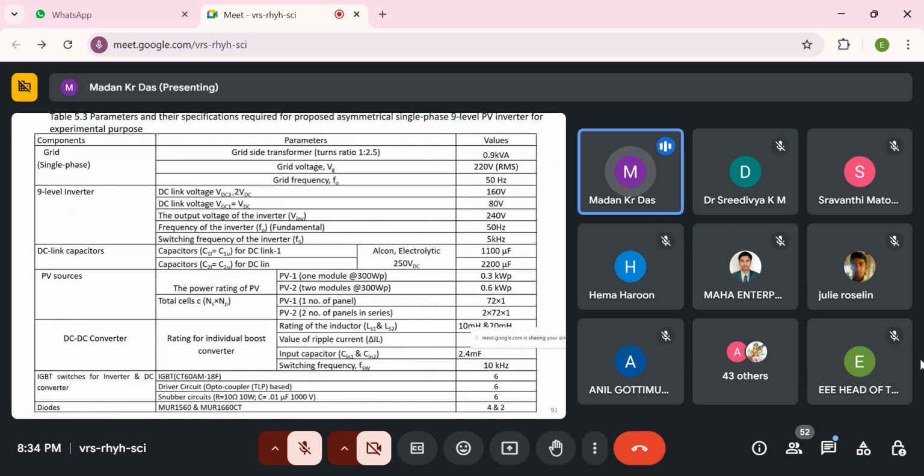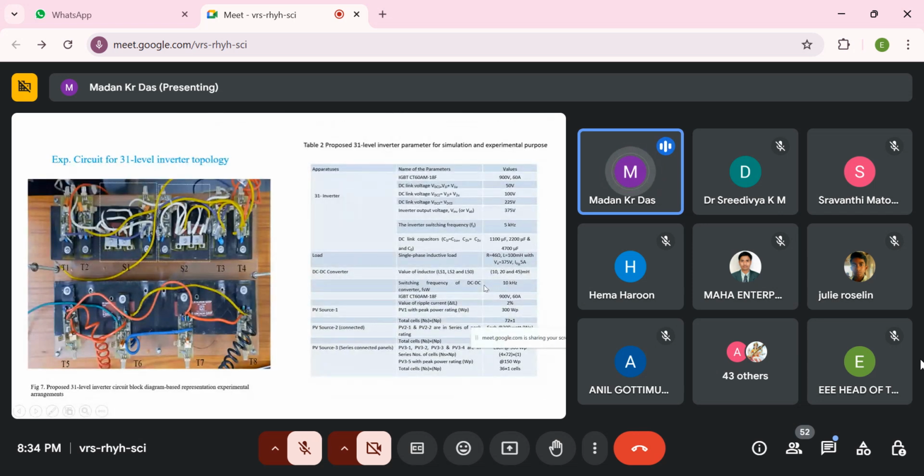We have mentioned this is the parameters of the proposed 9 level inverter. Every parameter we have mentioned. And now this is the circuit of the 31 level inverter. Here we have 10 switches: 1, 2, 3, 4, 5, 6, 7, 8, 9, 10. And these are the bidirectional switches. Here, bidirectional switches means we have used one diode and two diodes to make the bidirectional switches.